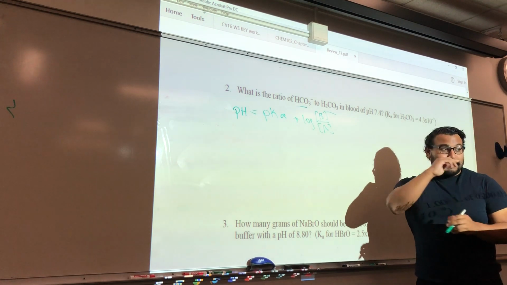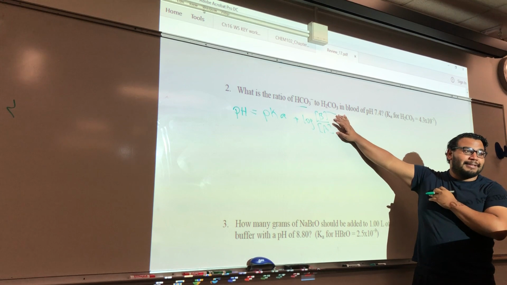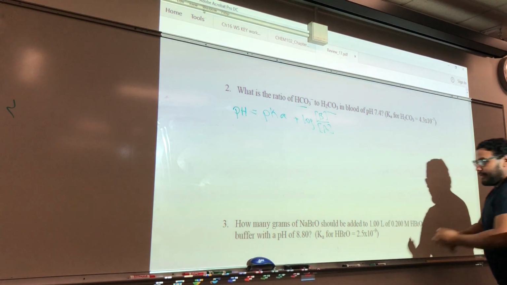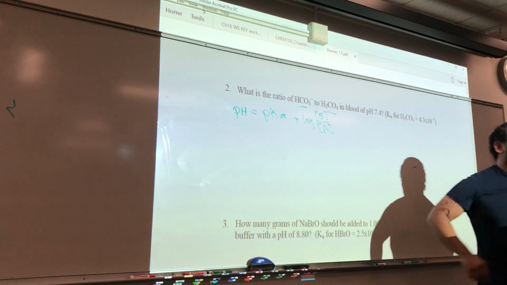So we got the pKa and the log of the base over acid. What they want us to do is solve for the ratio of base over acid in this case. So I have to use a little bit of math in this question. Let's see how that goes. A little bit of log rules in this case, right?